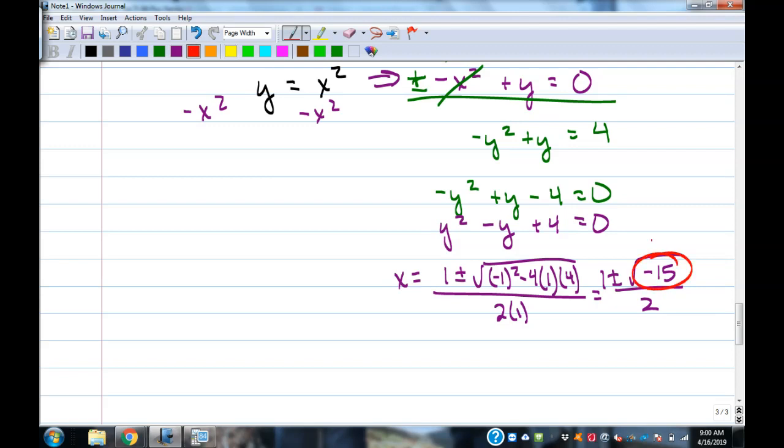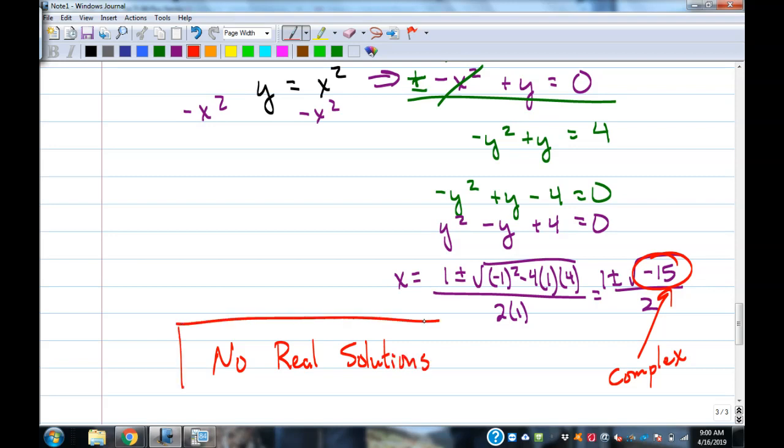What does this tell us? It's imaginary numbers. That's complex solutions. Do complex solutions show up on graphs? No. This tells us that it's complex, which means there's no real solutions. And we're done. Because that's complex, they don't show up. If we were to graph these two, get y by itself on the hyperbola and graph it, we would see that they don't intersect. They don't cross each other.